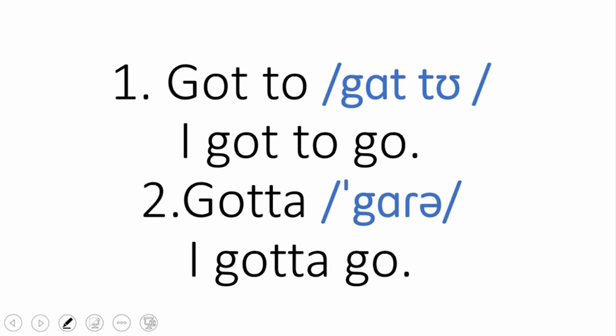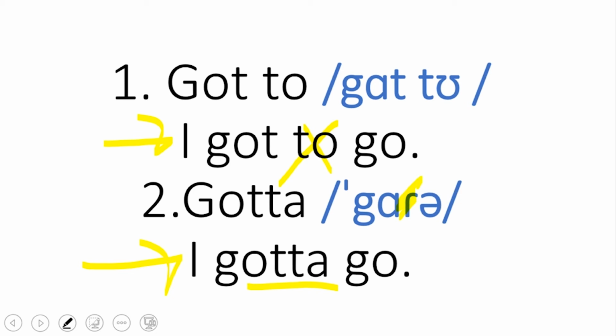Next word, got to and gotta. Got to is the formal way to say this verb, which has a very similar meaning to have to. So, for instance, here we have, I gotta go, I got to go. But we tend to say, I gotta go, because it's faster. Also notice that the two disappears, and we're left with gotta.